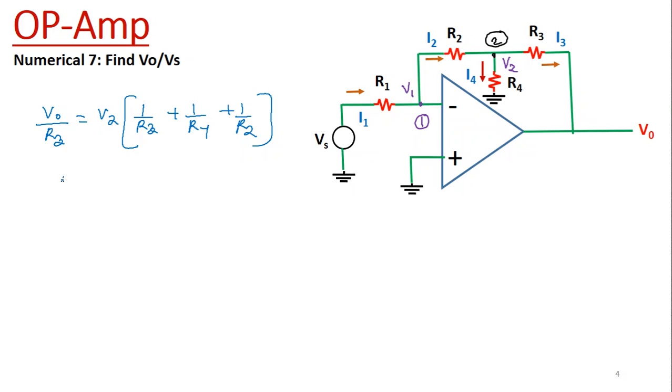Now we put V2, which we have already found, that is minus R2 by R1 into Vs, in the above equation. Let this be equation number 3. So we put it in the above equation.